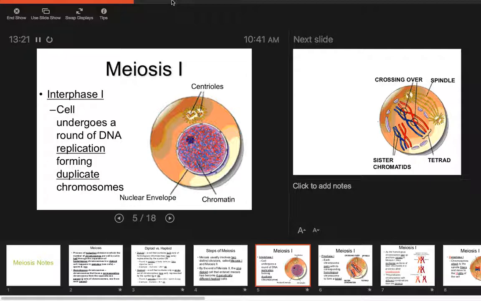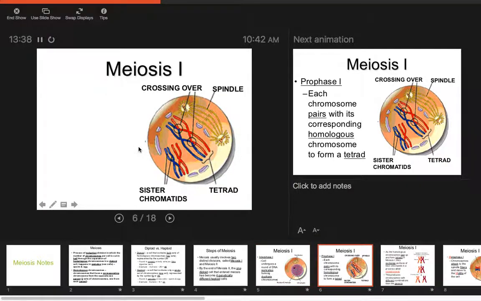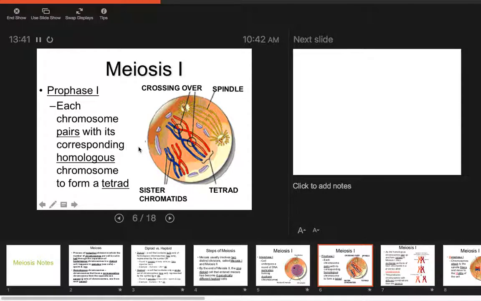All right, so now we're going to go into prophase 1. And in prophase 1, probably one of the most important things occurs. If you hear nothing else today, you've got to hear what happens during prophase 1. Prophase 1 is where we get the genetic variation for our 4 eventual haploid cells. What happens is a process called crossing over. And it is literally what it sounds like.